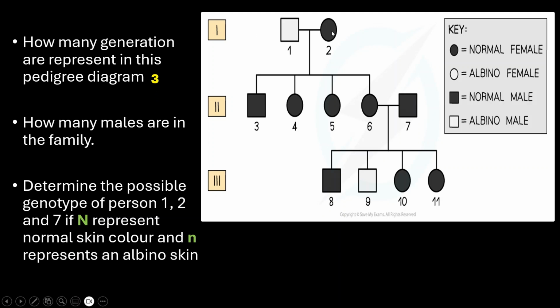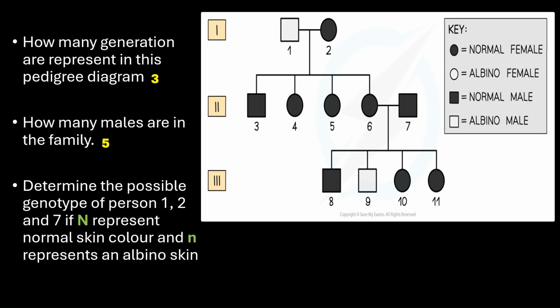How many males are in the family? Go to the key. A circle represents a female. Black circle is normal. White circle is an albino. Black square is a normal male, and the white square is an albino male. So we check how many males are here. 1 is a male, 3 is a male, 7 is a male, that's 3 males, 8 is a male, and then 9 is also a male. So that is 5. So we have 5 males.